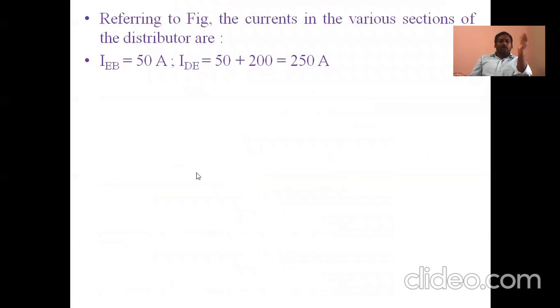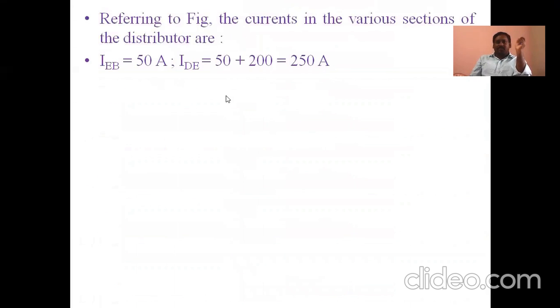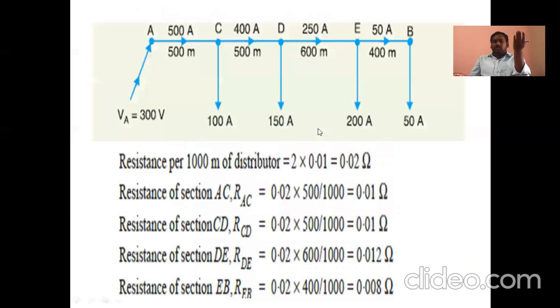Now coming to the currents. IEB is 50 amperes, IDE is 250, ICD is 400, IAC is 500. IAC means in this section 500 amperes is there, and 500 amperes is the total current, made up of 100, 150, 200 and 50.